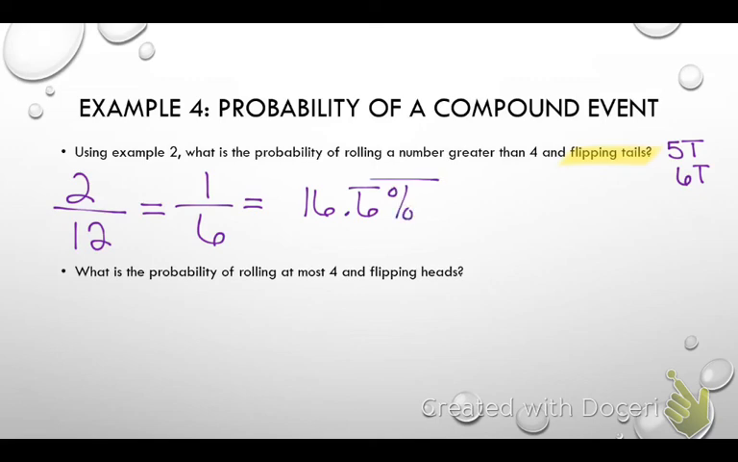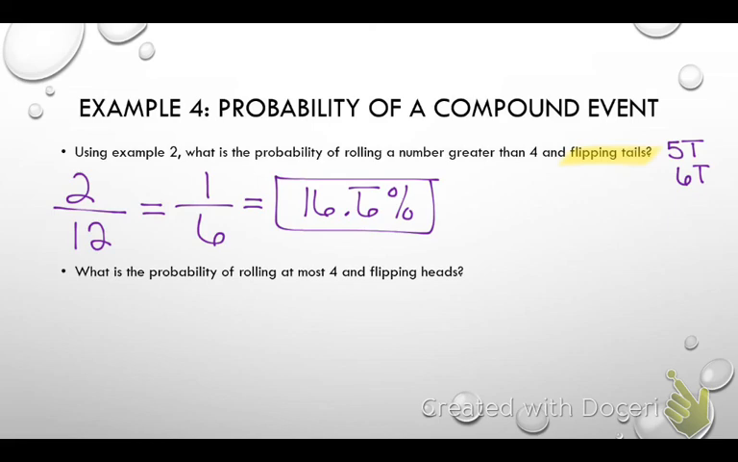Is it okay because it's 5 and 6? Correct. It has to be greater than 4 and tails. So it could be 5 tails or 6 tails. Why couldn't it be 3 tails? Because it doesn't meet both criteria. It's not greater than 4. Why couldn't it be 5 heads? Because it had to be tails. So it has to be both.